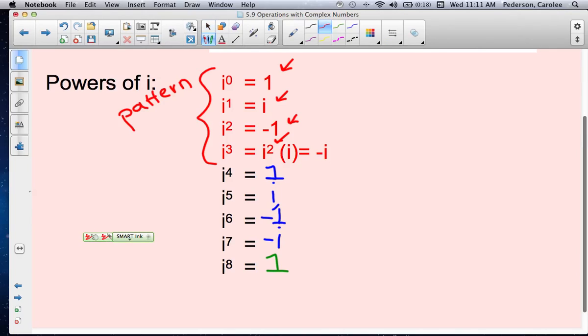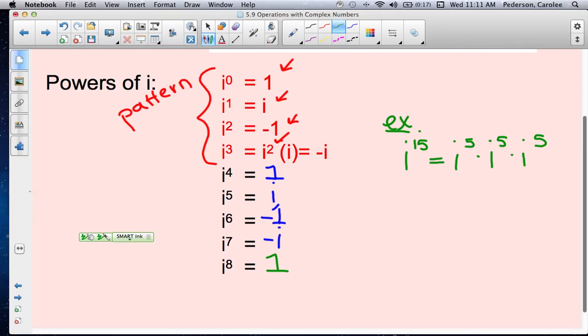If I asked you for something like reducing down i to the 15th power, and they want us to find the answer, you could go through and continue this pattern every 4 terms to get to the 15th term, or you can break this down into, let's say, i to the 5 times i to the 5 times i to the 5. I have 15 i's there.